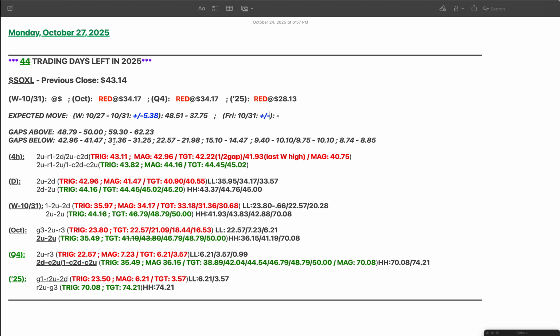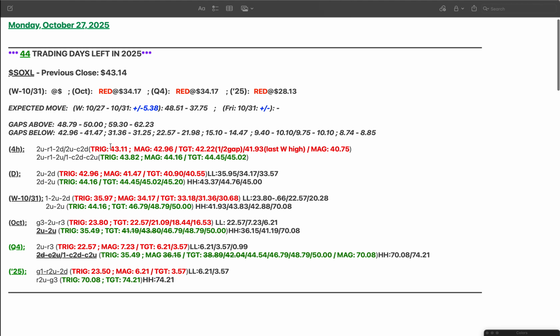Again, we already went over the scalping repeatable strategy, right? Higher lows at or above the opening print, we get calls. Lower highs at or below the opening print, we get puts. Again, we know that we have the gap below from today, Thursday and Friday.